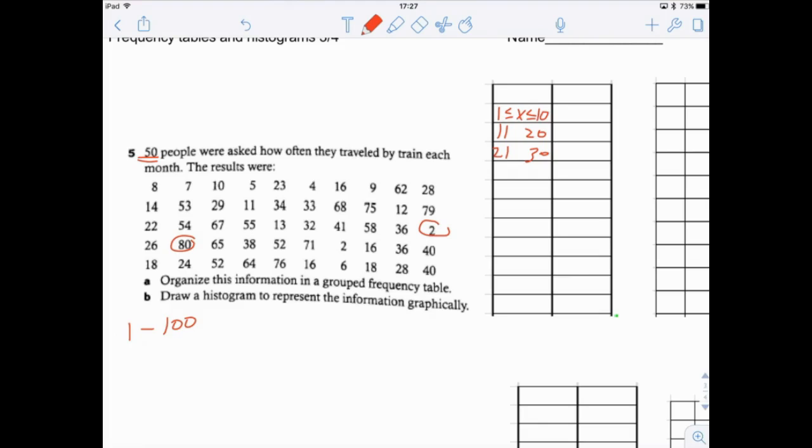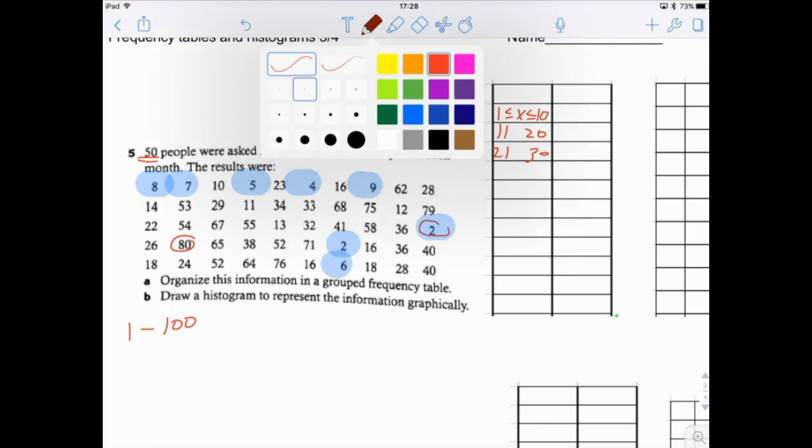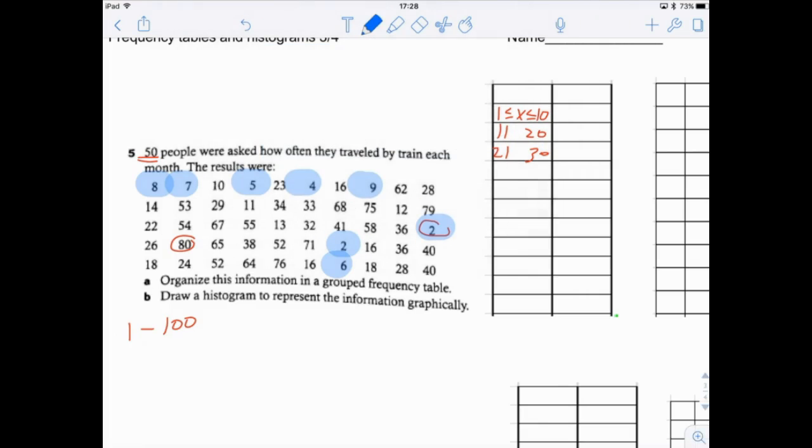Okay? And then what I'm going to do is start figuring out how many of these go into each box. So first thing I'm going to do is mark which ones go in the bucket 1 through 10. So that would be this, 3, 4, 5, 6, 7, 8. Looks like 8. So I'm going to put 8 here. I'm going to put it in blue since I marked those blue.